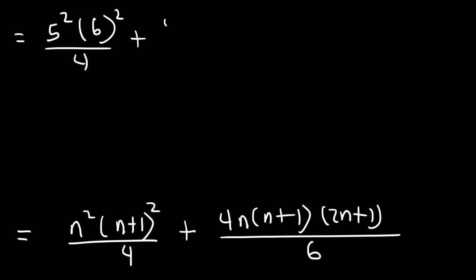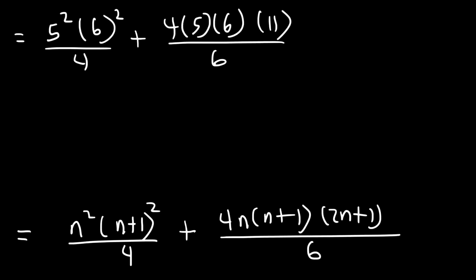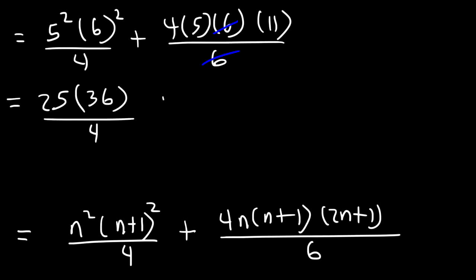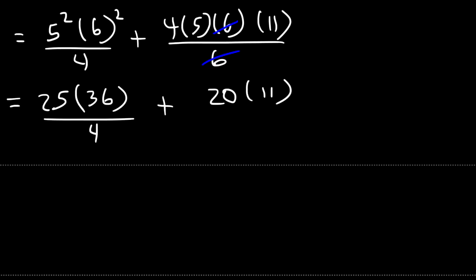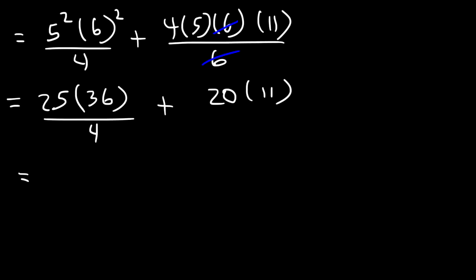On the right, we have 4 times 5. 5 plus 1 is 6. 2 times 5 is 10, plus 1, that's 11, divided by 6. So at least we could cancel a 6 on the right side. Now, 5 squared is 25. 6 times 6 is 36. On the right, 4 times 5 is 20. Now, 36 divided by 4, that's 9. And what's 20 times 11?